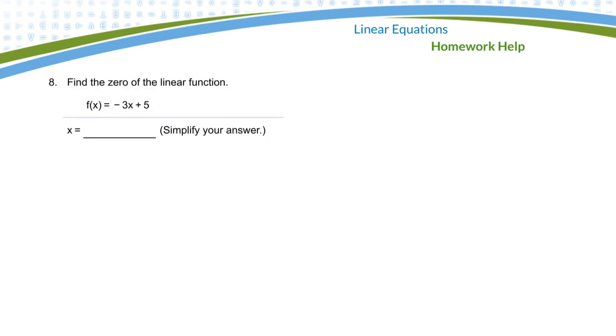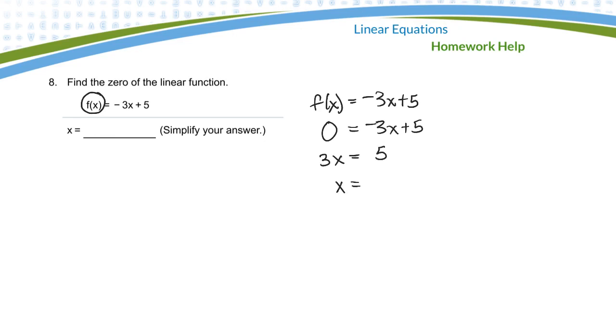Last question, finding the zero of the function. That's where I replace f of x or y with 0. So the function is f of x is equal to negative 3x plus 5. And so this is 0 equals minus 3x plus 5. Let's add 3x to both sides. So I get 3x is equal to 5. Divide both sides by 3, and I get 5/3. So my answer is 5/3.